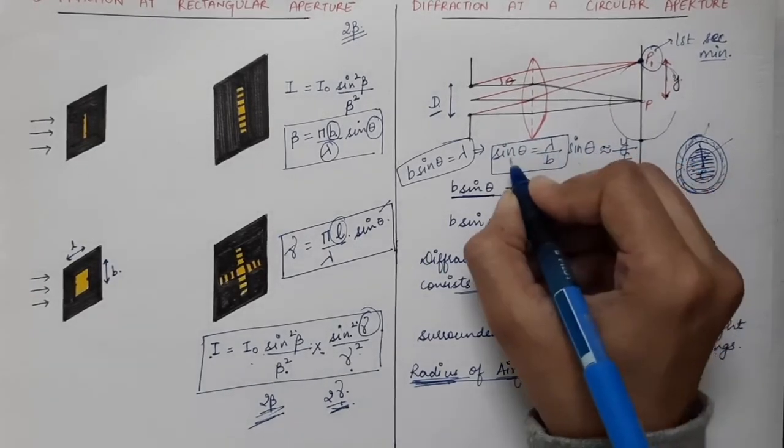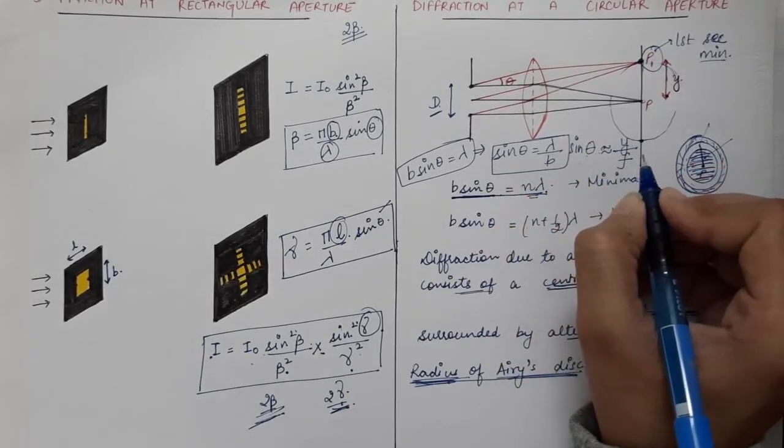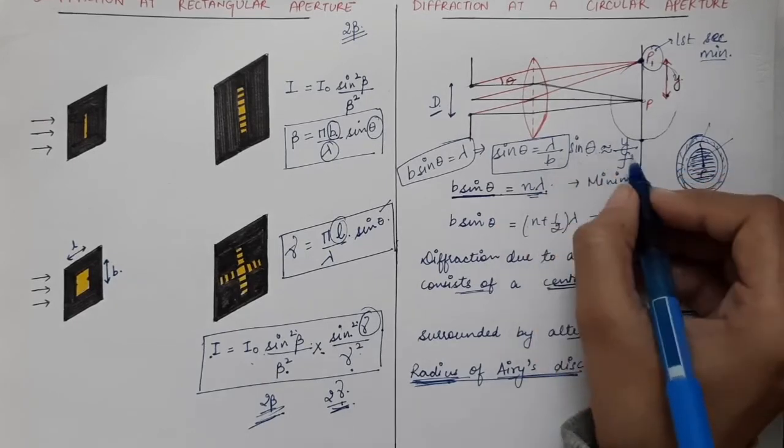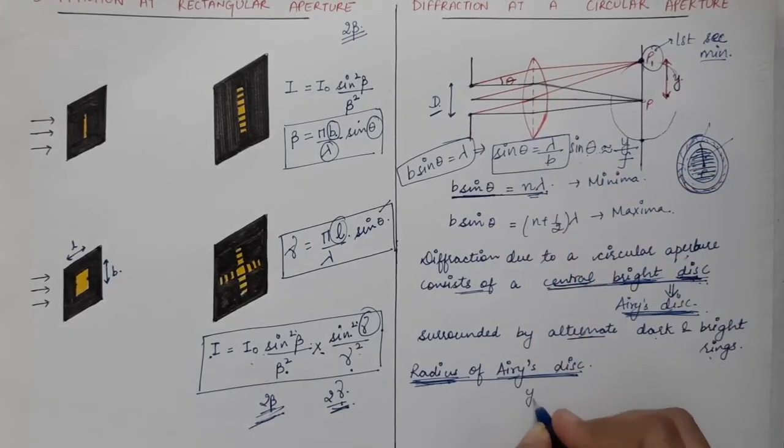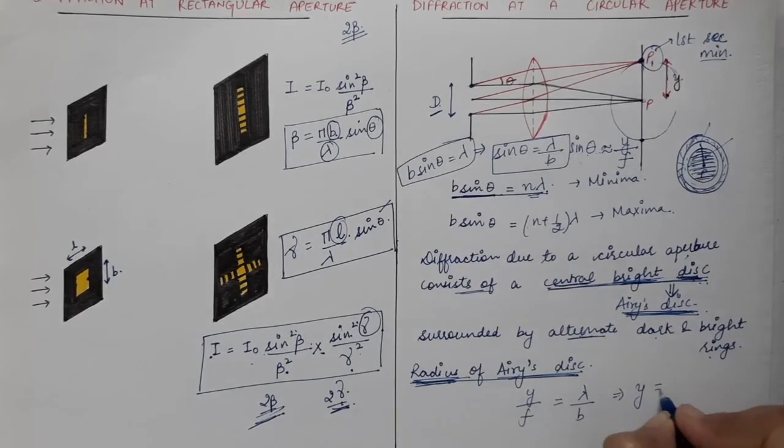So sine theta is equal to lambda by b, and sine theta is also approximately equal to y divided by f. So we will equate these two expressions. So we get y divided by f equal to lambda divided by b. So from here we can find the radius of the Airy's disk, and it comes out to be equal to lambda into f divided by b.